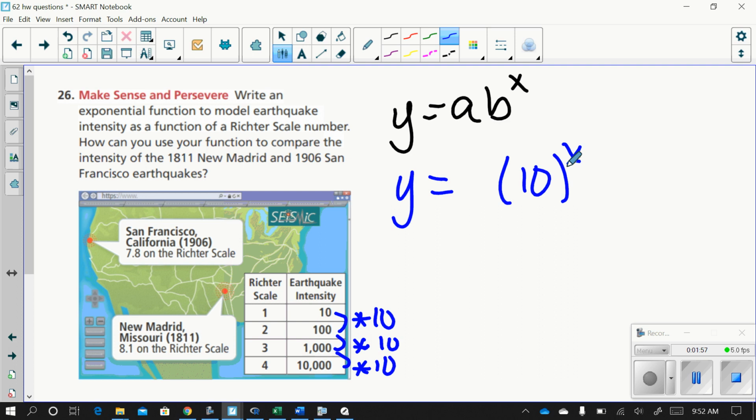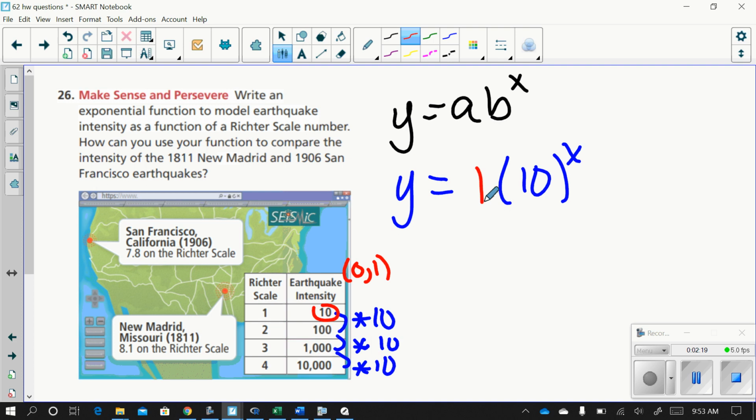So now we have to figure out what a is. Remember, a is 0 comma something. So if I'm going this way and multiplying by 10, if I go backwards, I just divide by 10. So if I take 10 and divide it by 10, I get 1. So my initial value is 1. So there's my equation, there's my function.